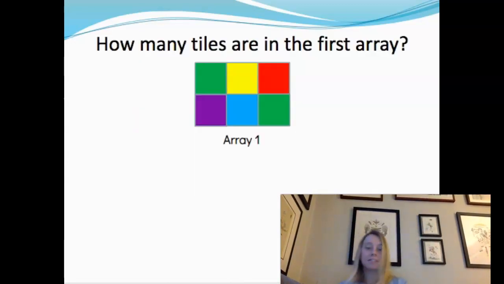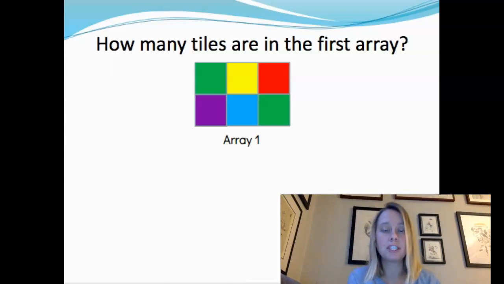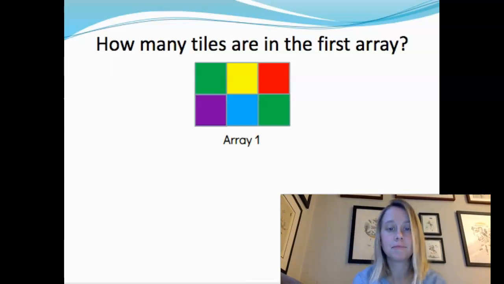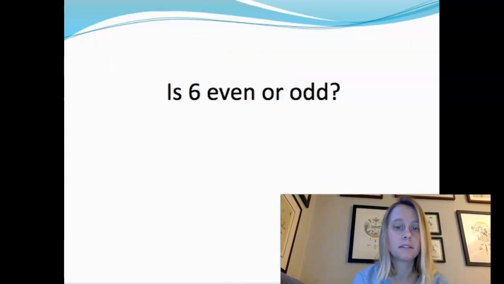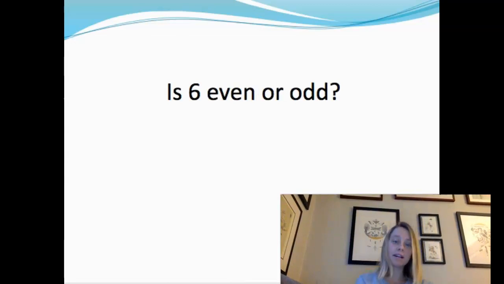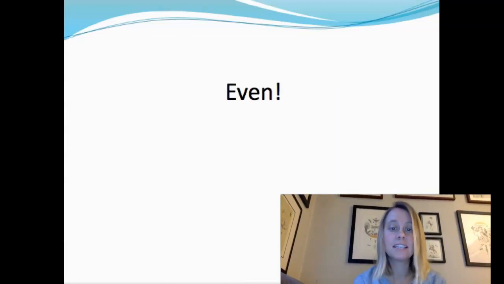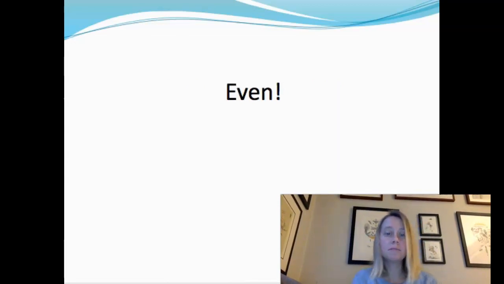So how many tiles in this first array? Count them up and shout it out when you know. 6 tiles. 3 plus 3 is 6. Is 6 an even or an odd number? Shout it out if you know, or just think about it. 6 is even. We know this because it ends in a 6, and because when we looked back at our array, every number had a pair.